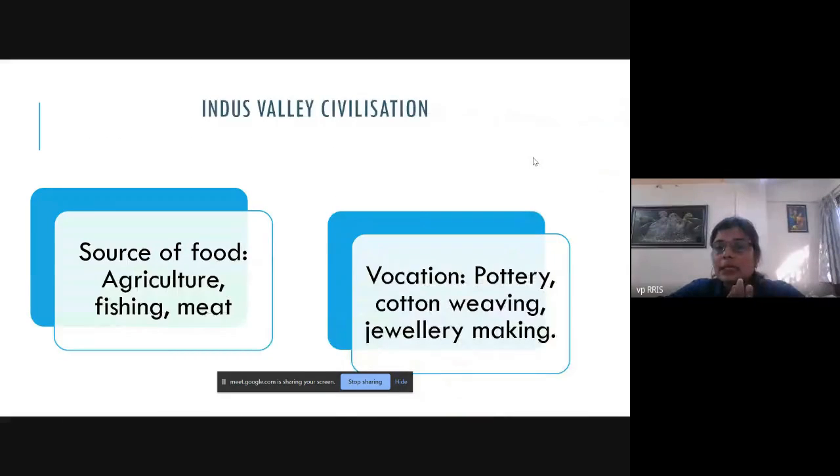Now, because Indus Valley was around the river, agriculture was the main source of food, right? But you need other vocations also to survive. So pottery, cotton weaving, and jewelry making were other professions, other vocations which were carried out by people there. Jewelry making, cotton weaving, pottery, I'll show you the pictures ahead.